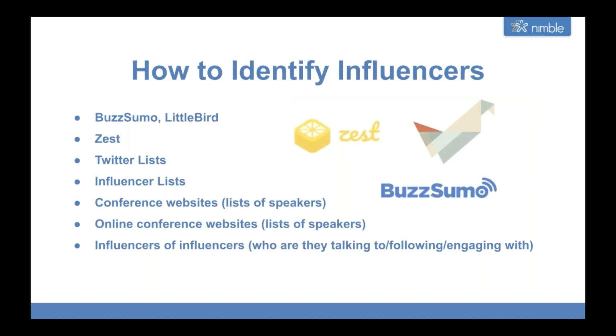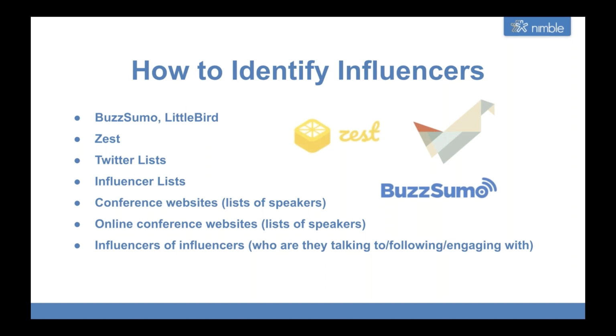And how do you identify these influencers? There are a lot of ways you can do that. There are some tools on the market that I'll show you in a little bit, like Buzzsumo or Littlebird. There's also a great list of tools that you can use for free. Especially if you're just getting started, these will be amazing resources for you to come up with influencers for free. So one of them is Zest. It's a Chrome plugin. I'll show you in a little bit.